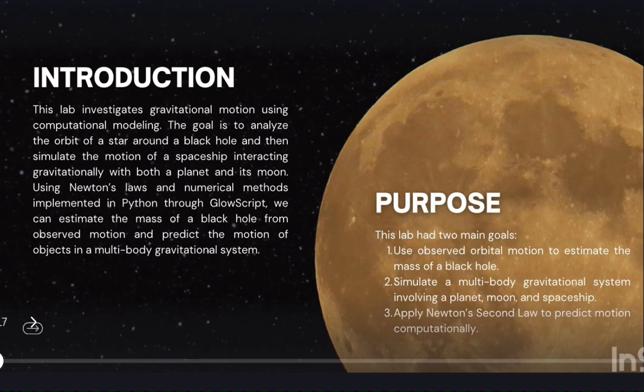As for the purpose, the lab had two main goals. One, use observed orbital motion to estimate the mass of the black hole, and secondly, simulate a multi-body gravitational system involving a planet, moon, and spaceship. And we did this by applying Newton's second law to predict motion computationally.